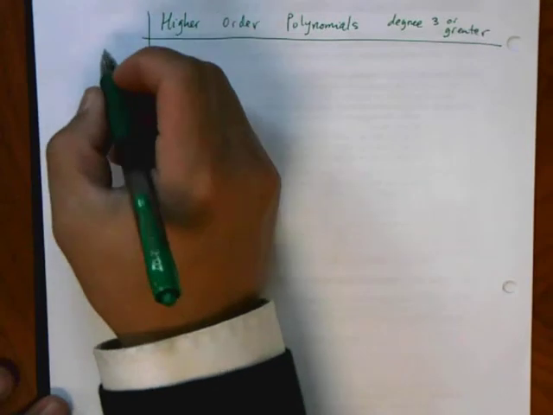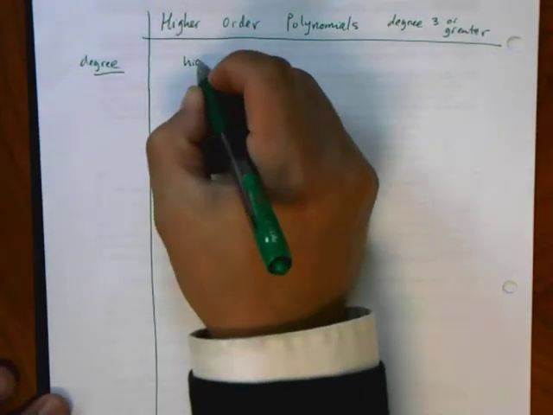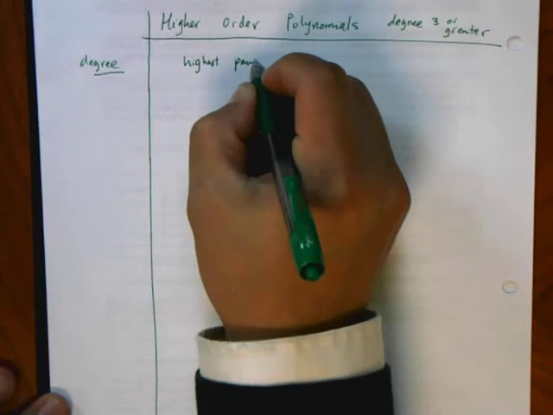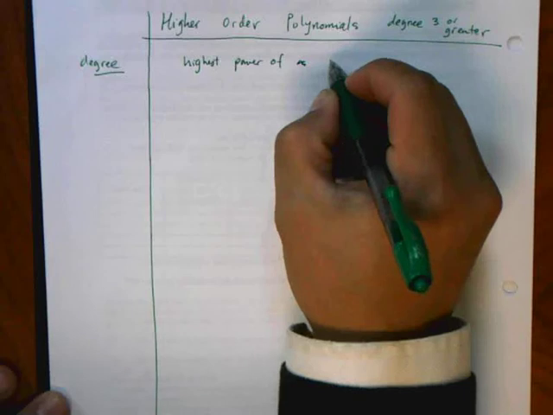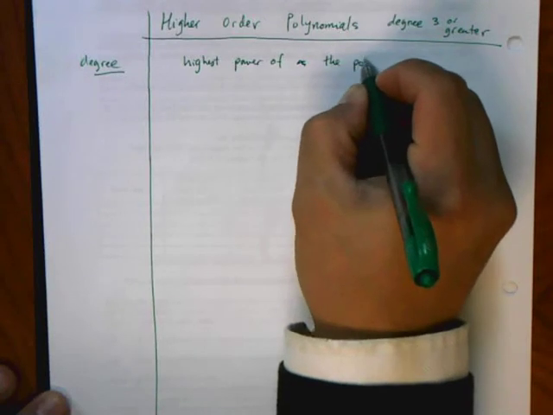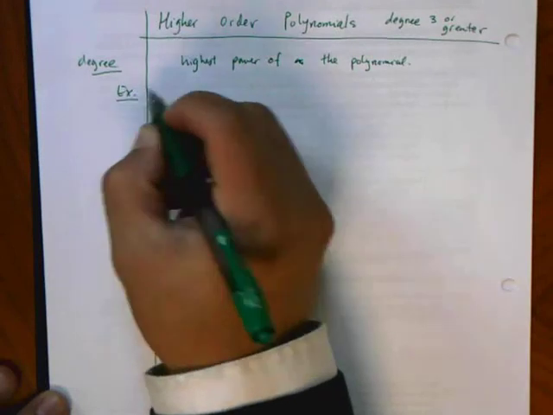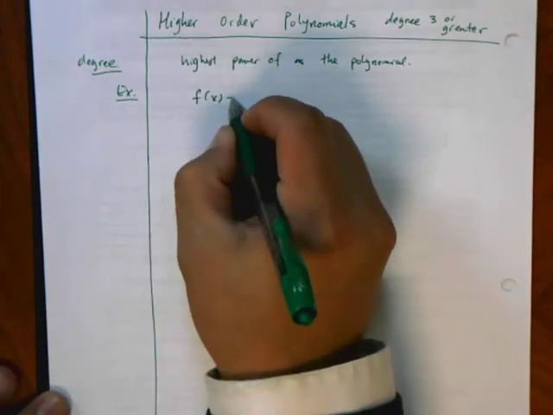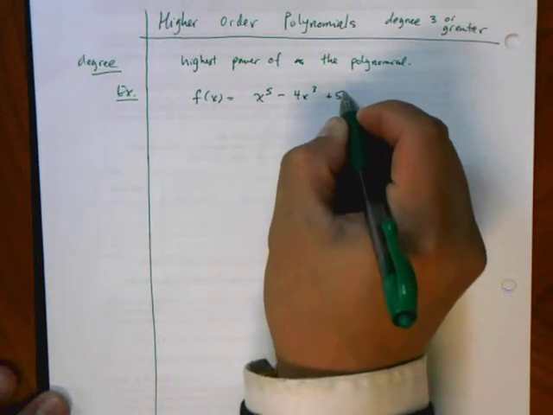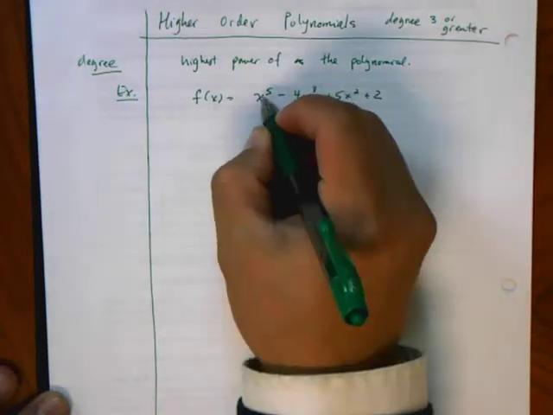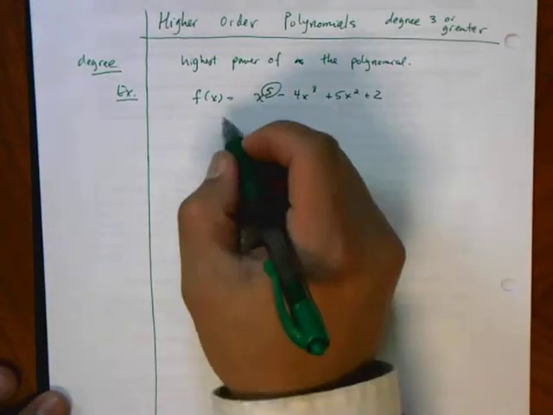And so, just to recap here, and I'm sure this is a review, the degree is the highest power of the polynomial. For example, if you had a function like f of x equals x to the fifth minus 4x to the third plus 5x squared plus 2, well, 5 here is the highest power, therefore the degree here is 5.